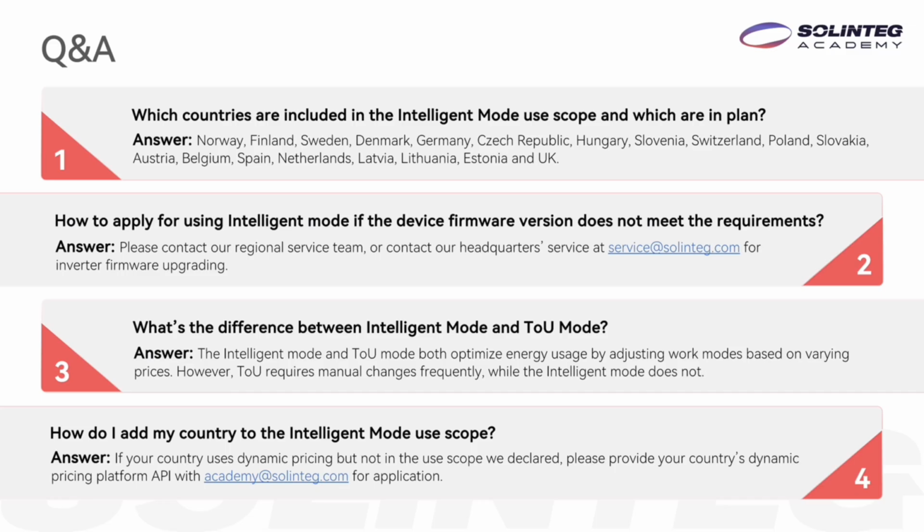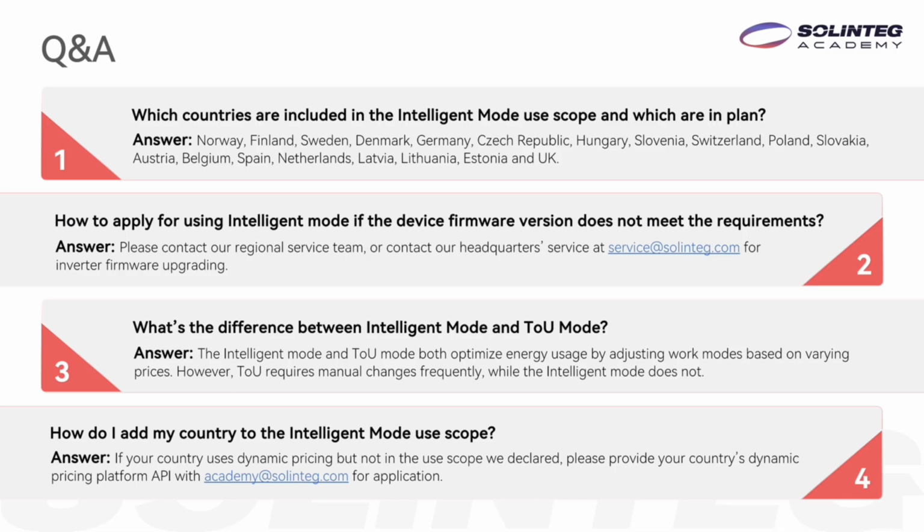at this email. And there are some customers who might be interested in the difference between the intelligent mode and the TOU mode. The TOU mode is mainly for peak and valley pricing. It can let the system run in a different working mode in different time slots. But the intelligent mode is more suitable for dynamic pricing.